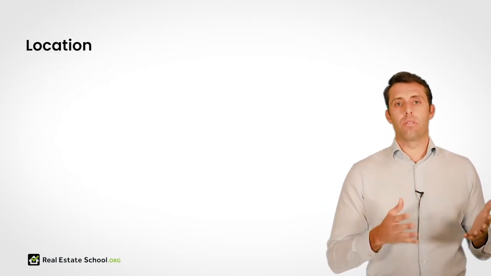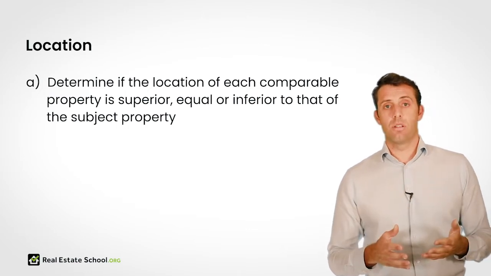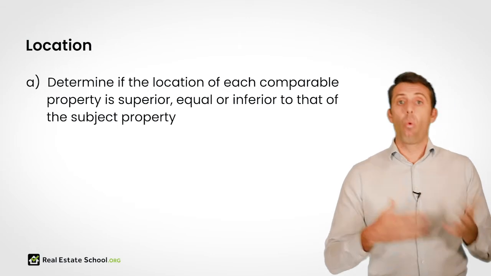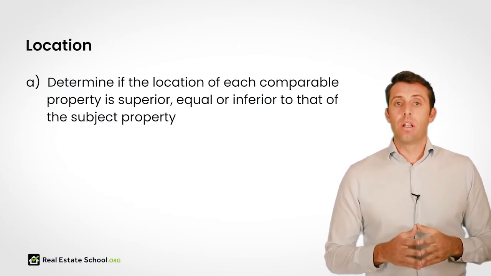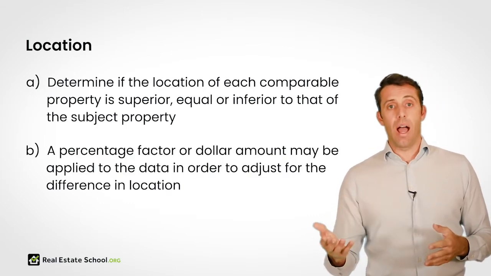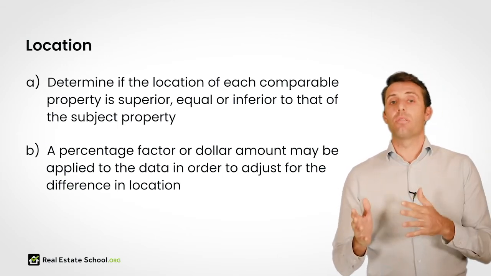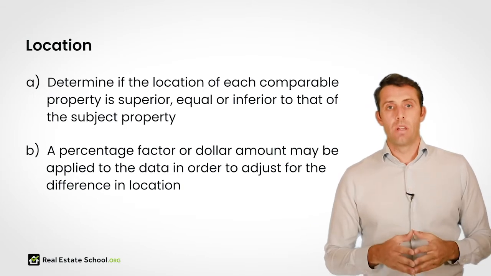Another one is location. The appraiser needs to determine if the location of each comparable property is better, the same, or worse than that of the subject. That way they can make adjustments. A percentage factor in the same way, or a dollar amount, might be applied to the data in order to adjust for the difference in location. It could be $5,000, or a percentage.